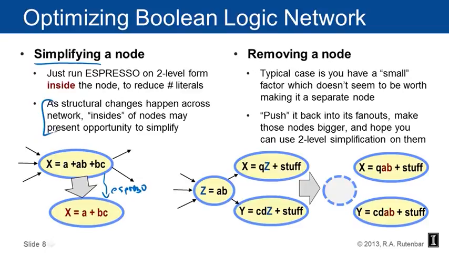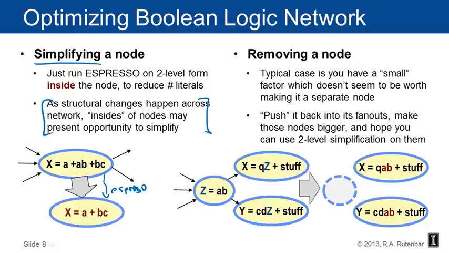Why I do things like this is that as structural changes happen macroscopically across the network, it's often the case that the insides of the nodes can get, if you will, messed up. And every so often one would like to take a step back and just do a nice, powerful optimization of the insides of every node, and that's what simplifying a node lets us do.